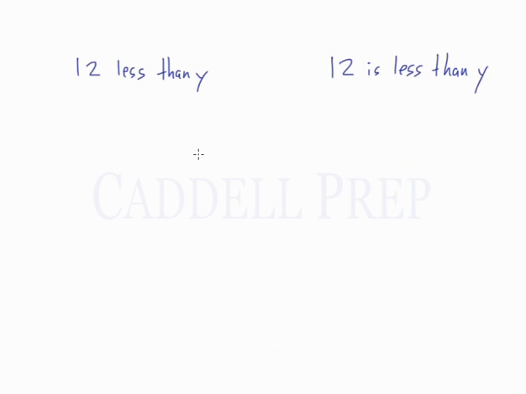Just want to point out the subtle difference between these two. 12 less than y and 12 is less than y. 12 less than y means we had y and now we have 12 less. So we had y and we took away 12. Y minus 12. 12 is less than y. This is an inequality. So this gives us a sign that we're going to have an equation or inequality. So is less than, it's an inequality, 12 is less than y.